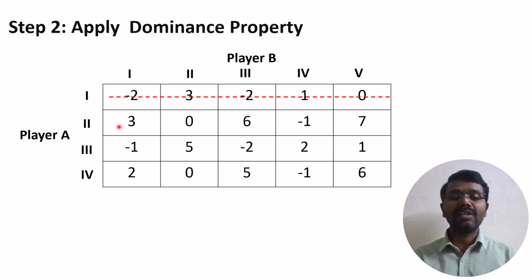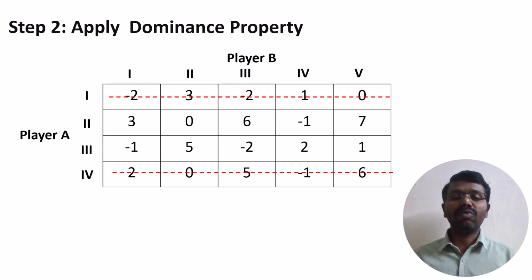Now let us compare the second strategy with the fourth strategy. When you compare them, the second strategy is dominating the fourth strategy because 2 is less than or equal to 3, 0 is less than or equal to 0, 5 is less than or equal to 6, minus 1 is equal to minus 1, and 6 is less than or equal to 7. So strategy 4 is dominated by strategy 2, and the fourth strategy can be eliminated from the payoff matrix.